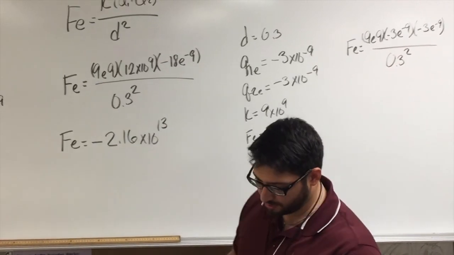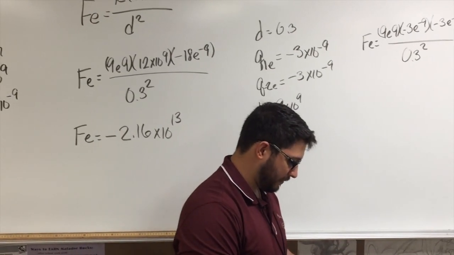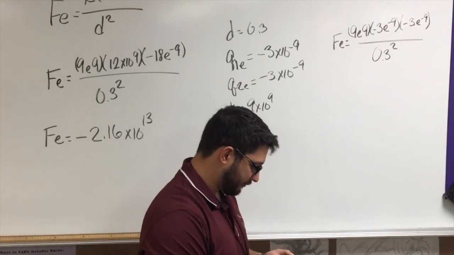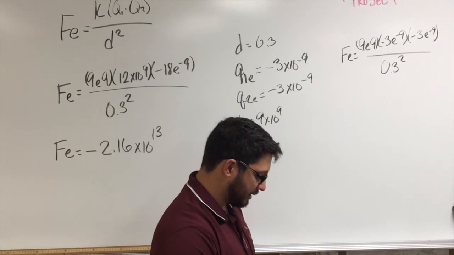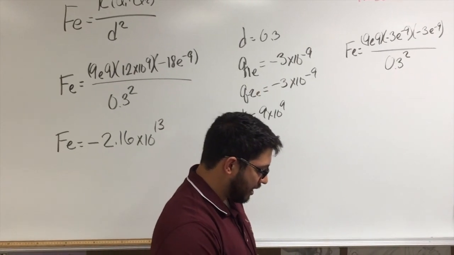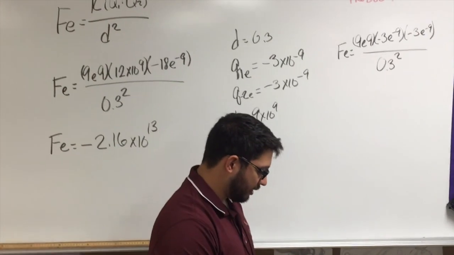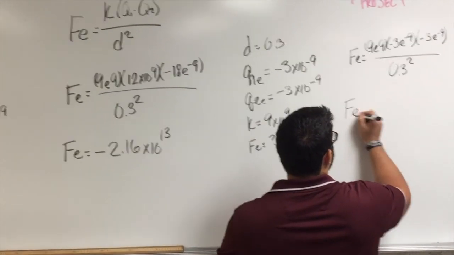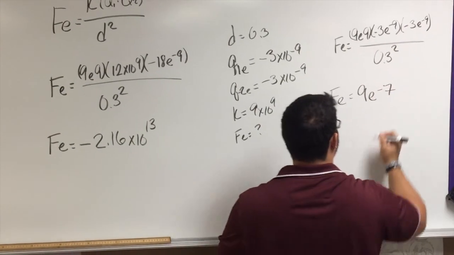So when I plug this into the calculator, I'll take open parentheses 9 times 10 to the 9th, close parentheses, multiply it by negative 3 times 10 to the negative 9, close parentheses, and multiply that by, again, negative 3 times 10 to the negative 9, close parentheses, and then divide that number by my distance squared, so 0.3 squared. That's going to get me an electrostatic force of 9 times 10 to the negative 7.